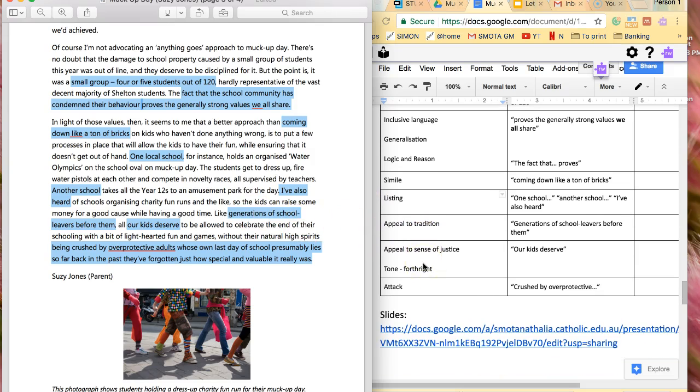And then we have this last-ditch effort appeal to tradition again. Generations of school leavers before them. And she's again harking back to that belief that we all deserve it and it's only fair and just because that's how it's always been done. It's not fair to deny these kids or her child, who will be in year 12 in a couple of years, obviously, because she's a year 10 parent. It's not fair to deny them of this opportunity. And finally, appeal to our sense of justice. We all deserve, our kids deserve to be allowed to celebrate.